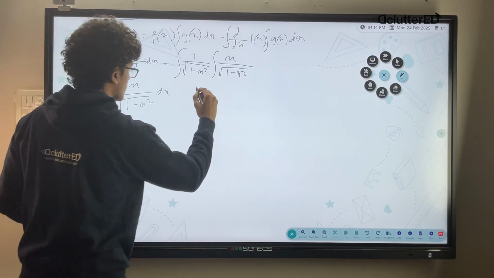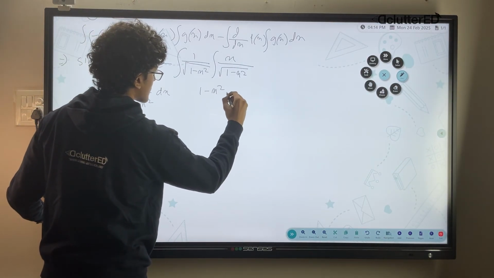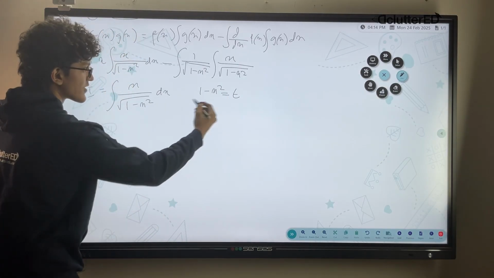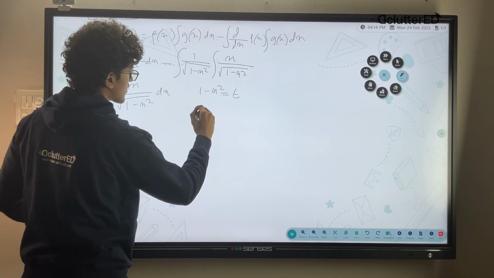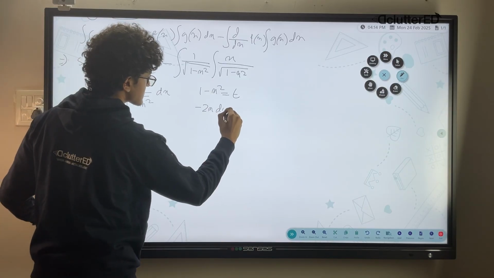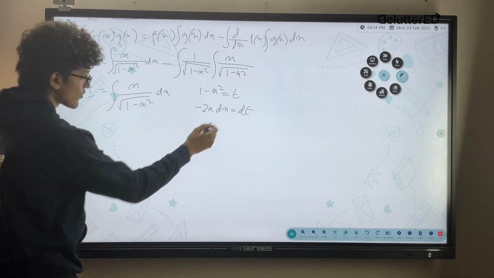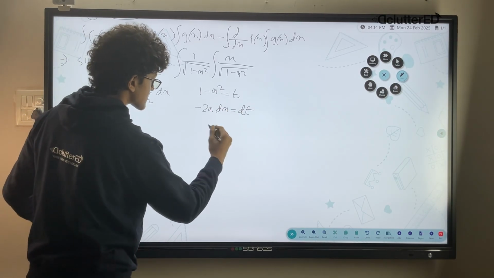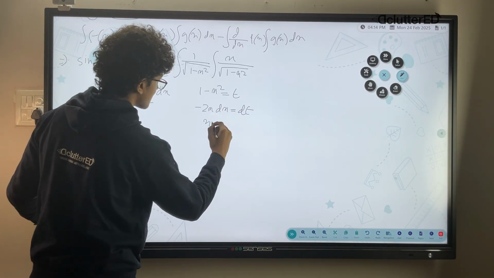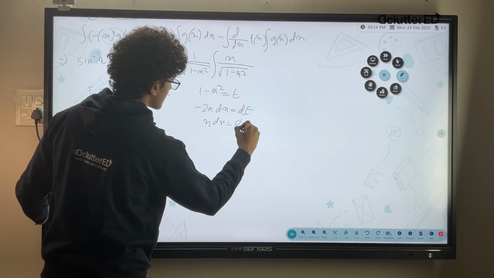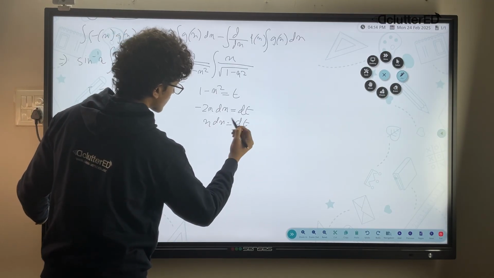So I'm going to take 1 minus x square as t, and simply differentiate both sides. So this is going to be negative 2x dx equals dt. I need to find x dx, right? So what can I do to this expression? I can just send the minus 2 across, that's it. So x dx is going to be dt by 2, and don't forget the minus sign.